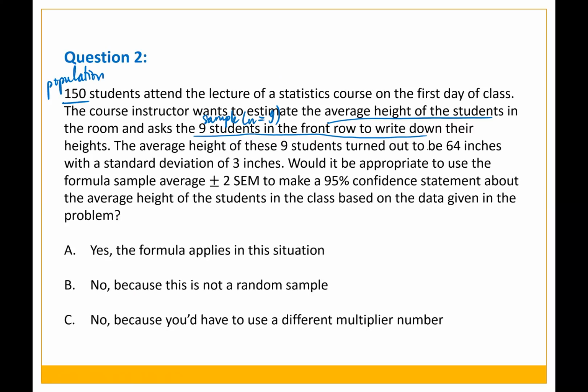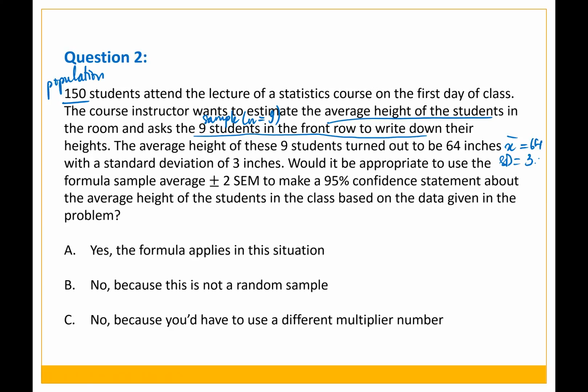The average height of these is, so X star is 64 with the standard deviation of 3 inches. Would it be appropriate to use a formula sample plus or minus 2 SEM to make a 95% confidence statement? Well, let's think about it. When it's asking us, would it be appropriate? So it's basically asking us if we can use the empirical rule or not. And to do that, we need the normal approximation to apply.